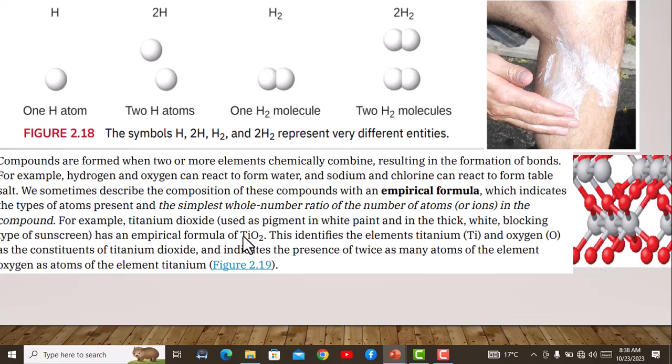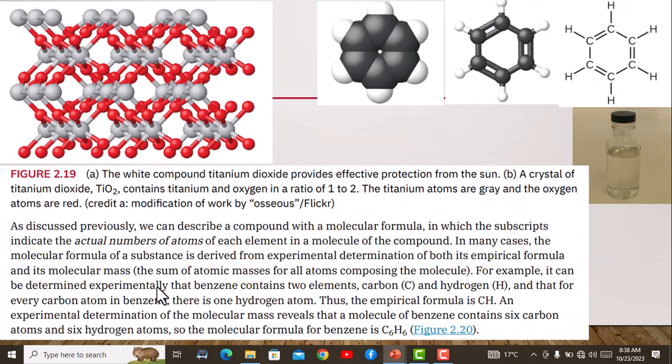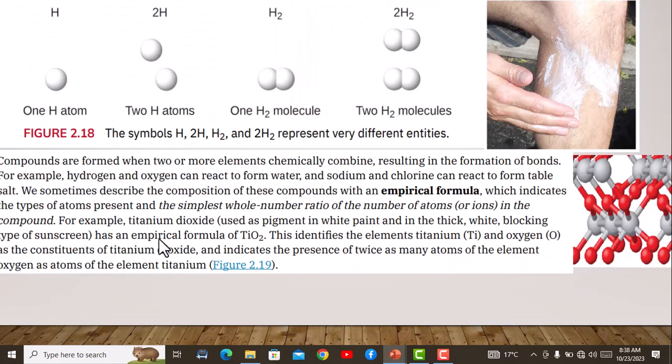Let me not make any assumptions. Let me just skip that. Now, when they said titanium dioxide is used for protecting your skin, where did we read that? They said, for example, titanium dioxide used as a pigment in white paint and in the thick white blocking type of sunscreen has an empirical formula of that. So this is exactly what we are talking about.